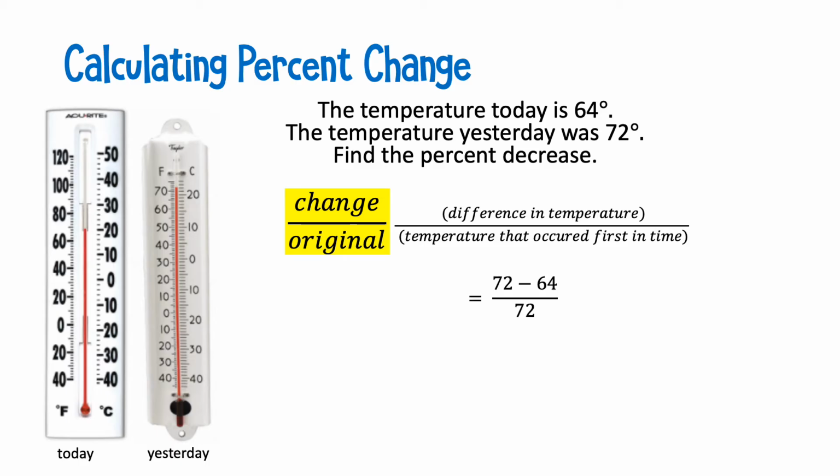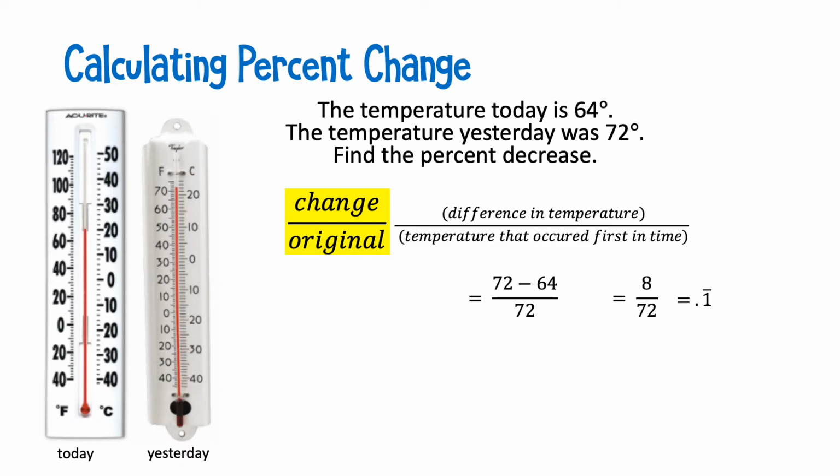So we have 72 minus 64, big number minus small number. Then the denominator is the starting number, or the temperature that occurs first in time. Notice that we have a temperature for today and a temperature for yesterday. Technically, yesterday occurs before today, so we put 72 as our denominator. We have to look carefully to make sure we choose the correct number for our denominator.